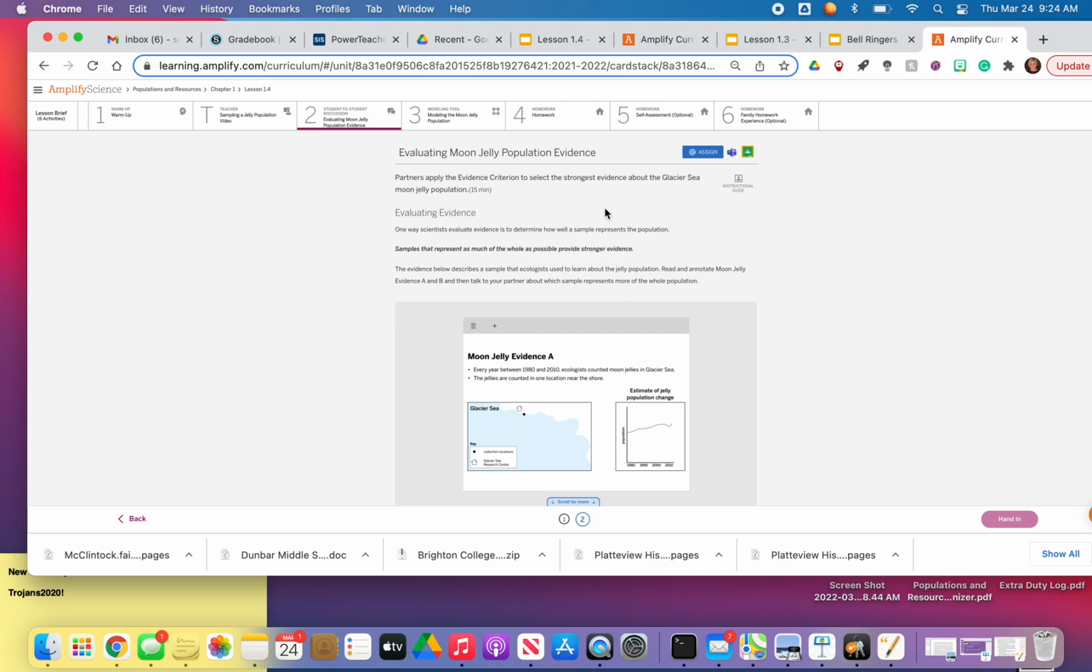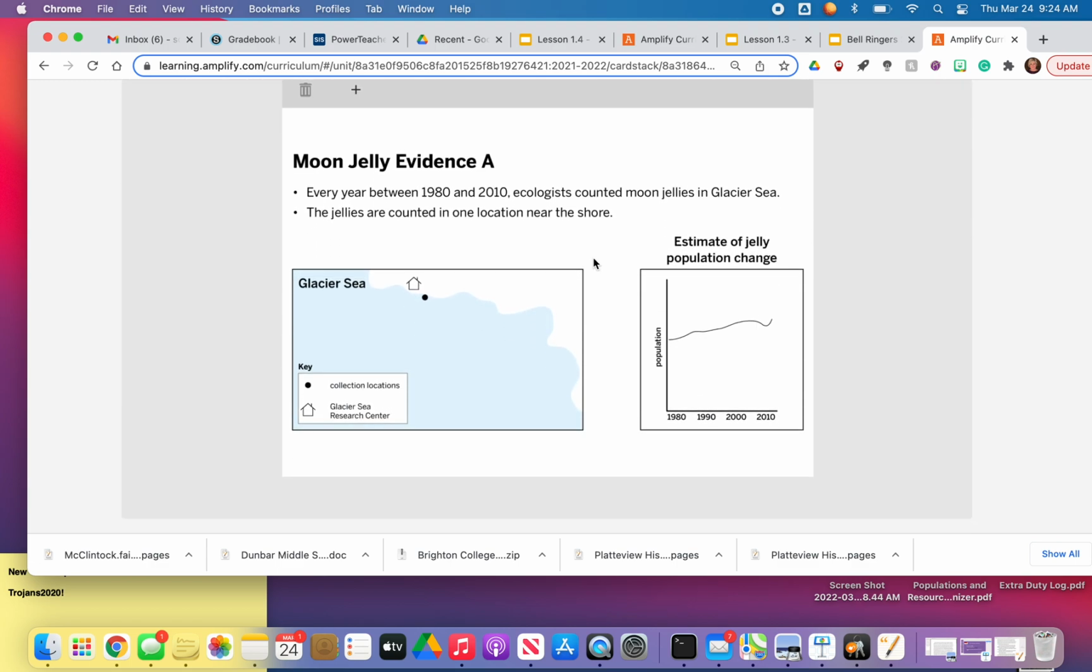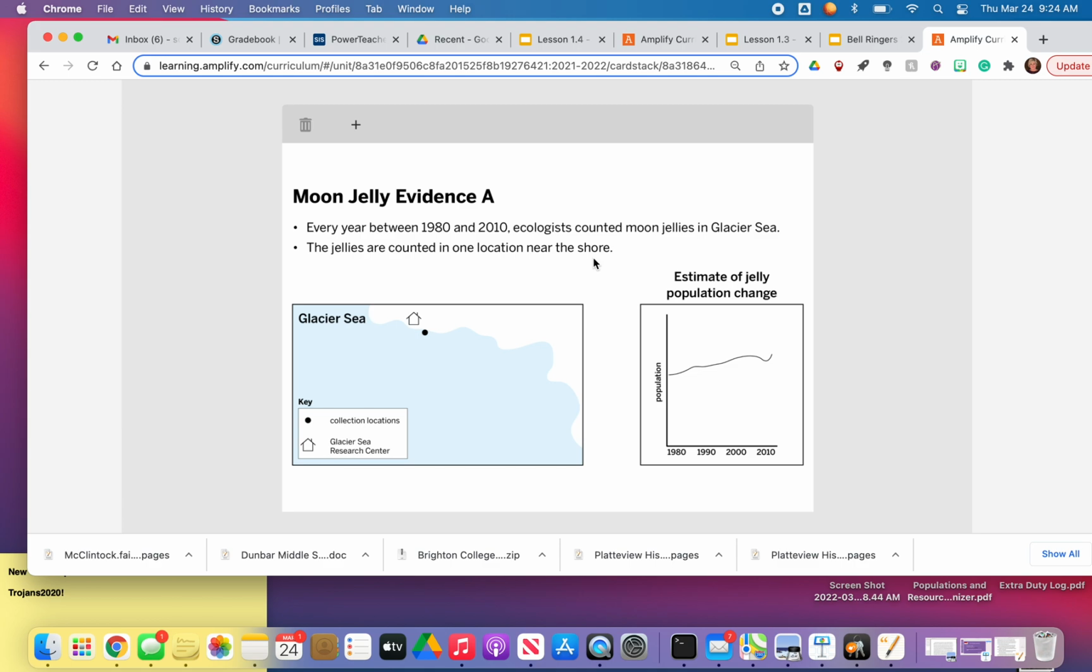Okay, so you're first going to annotate, and I'm going to zoom in so I can show you what I mean. I want you to read these evidence cards and think about what this evidence means to help you understand which one gives the best evidence. You're going to click on the plus sign, and that allows you to jot a little note, and then you can grab it and move it around. If you decide you don't want a note, you hit the trash can and then click the X and it'll take it away. So we've got moon jelly evidence card A.